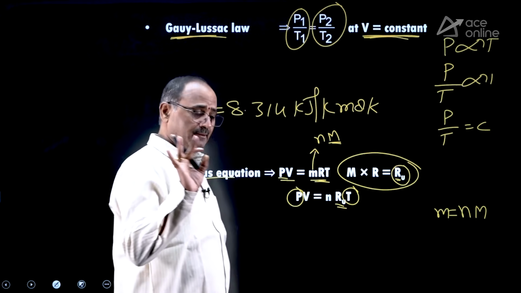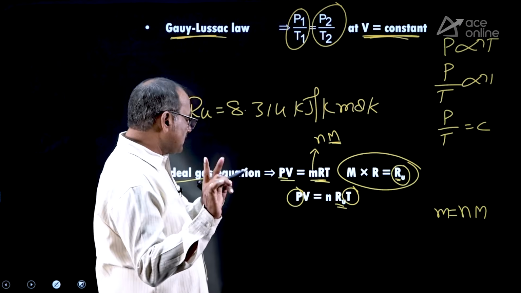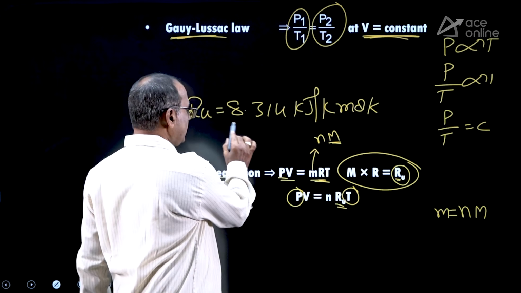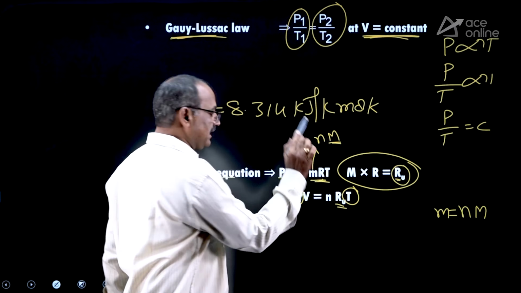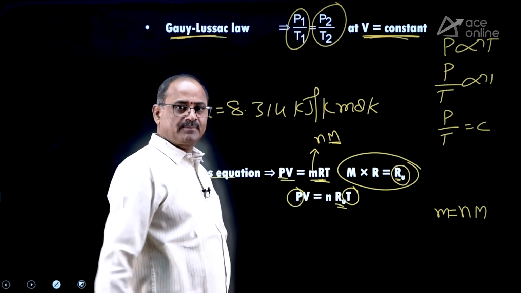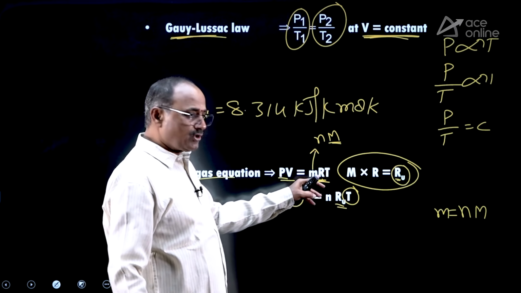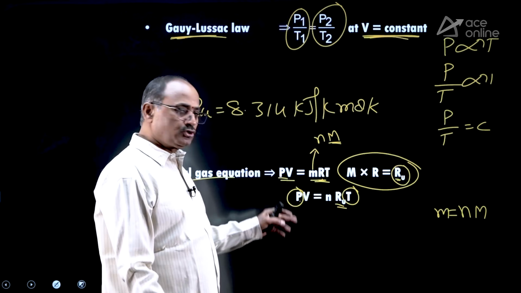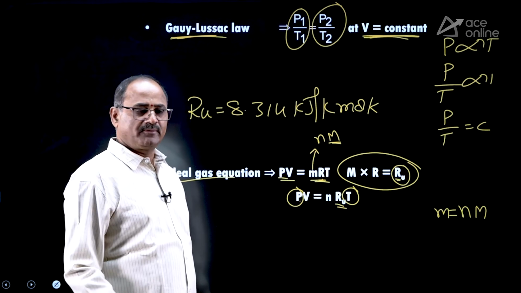T should be in absolute temperature. And one more thing is, units are very, very important. For example, if you take the R value in joules, pressure should be in Pascal. If the R value is in terms of kilojoules, pressure should be in kilopascal. You should be very careful.